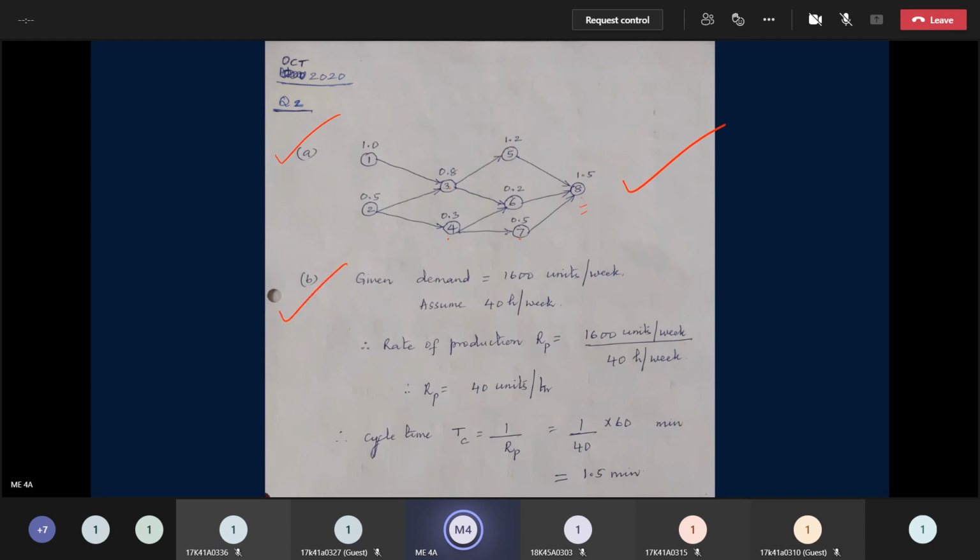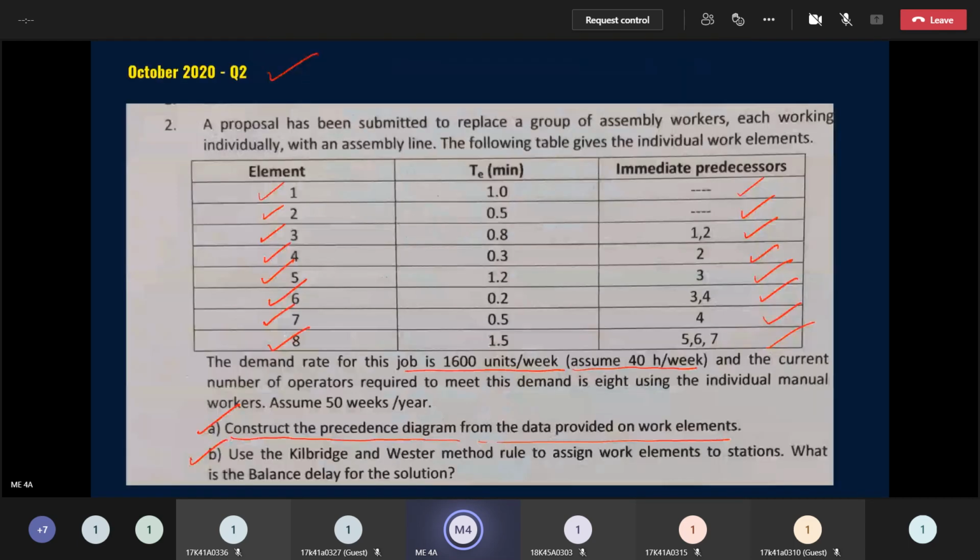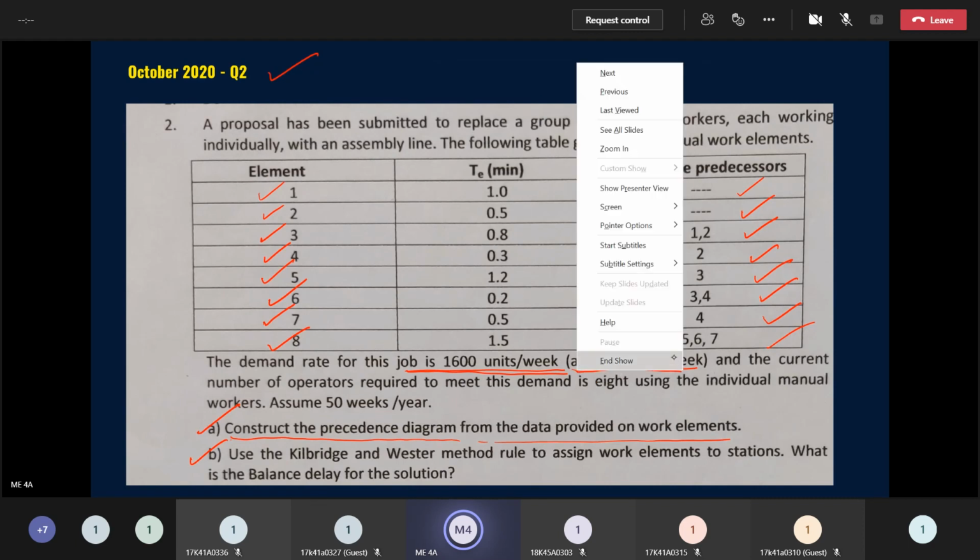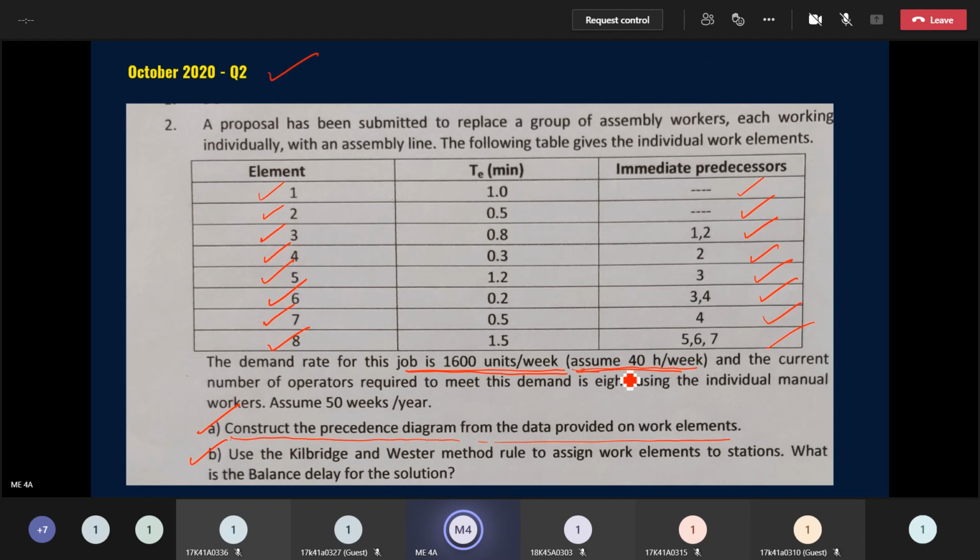Before solving the problem with the Kilbridge-Wester method, I want to calculate the cycle time. Here the cycle time is not given, but some data is given to you. What is that data? The demand of the job is 1600 units per week. In 1 week, 1600 units will be produced. And assume 40 hours per week. This is another condition given. 1600 units in 40 hours.